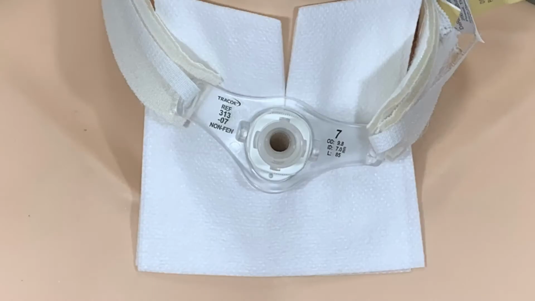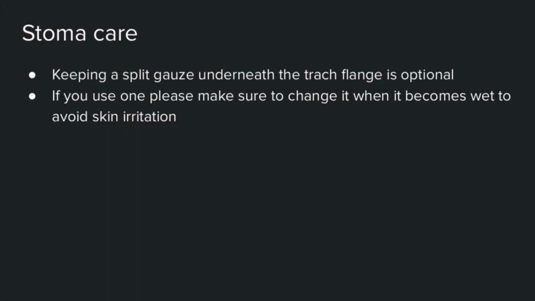Keeping the area around your tracheostomy site clean is important. Some patients will keep a dry, split gauze or sponge tucked underneath the tracheostomy tube flanges to keep the skin protected from secretions, although this is optional. If you choose to do this, change it whenever it becomes wet to avoid skin irritation.